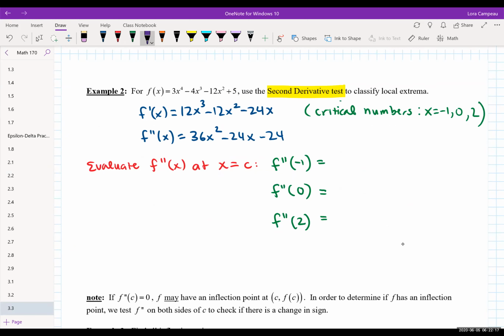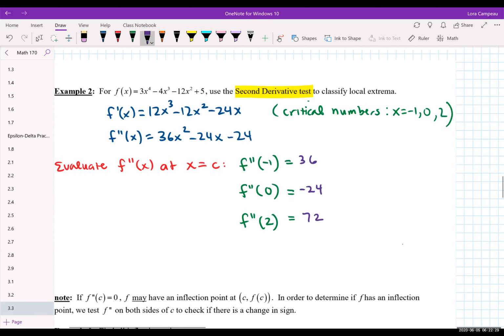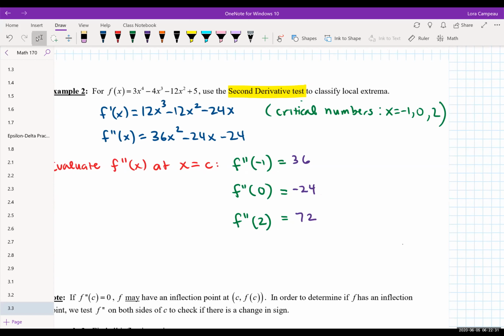Remind myself, it was 36, then -24, and then it was 72. You don't really have to care too much about the numbers, but it's nice to show. But then all you have to do at this point is just say, are you positive or negative? Well, 36 is greater than 0, negative 24 is less than 0, and 72 is greater than 0.